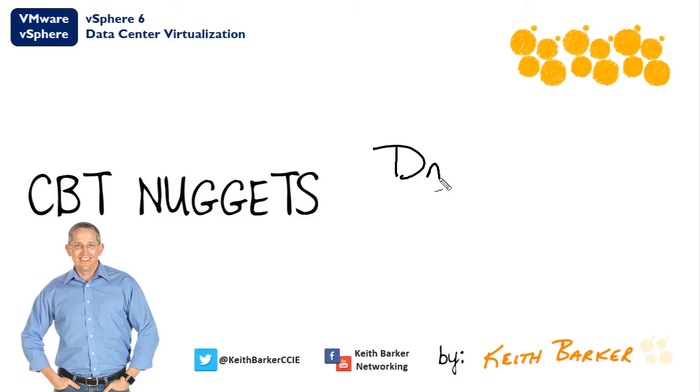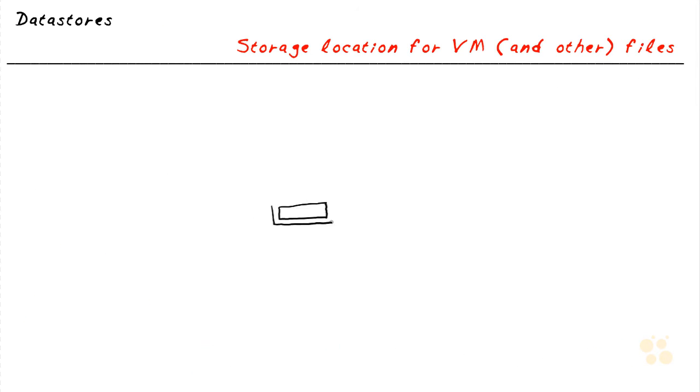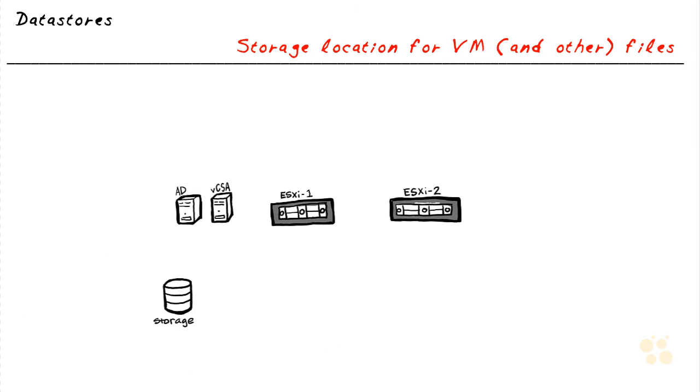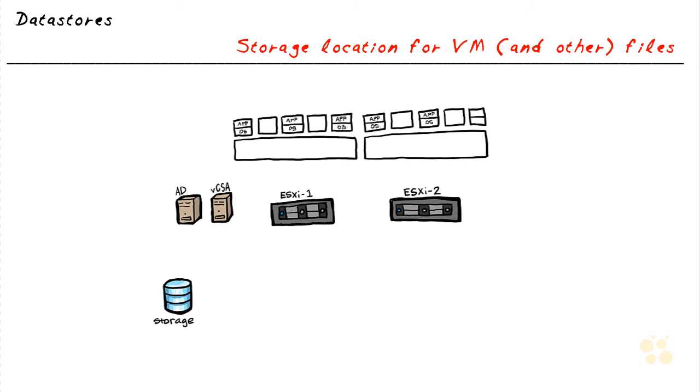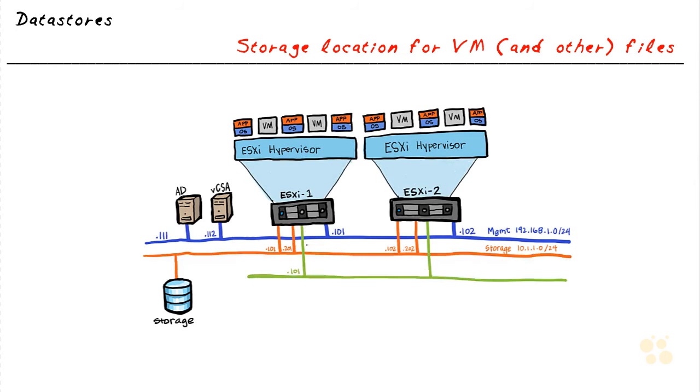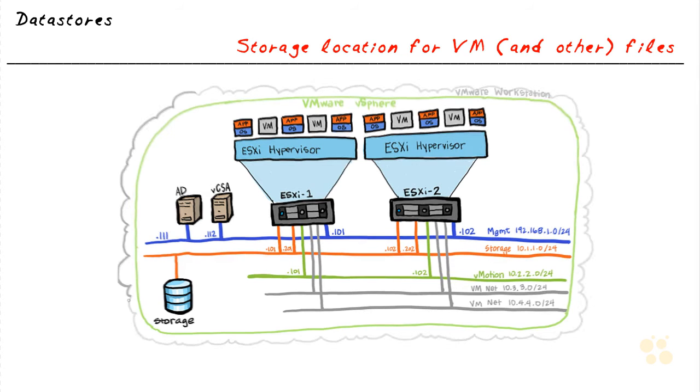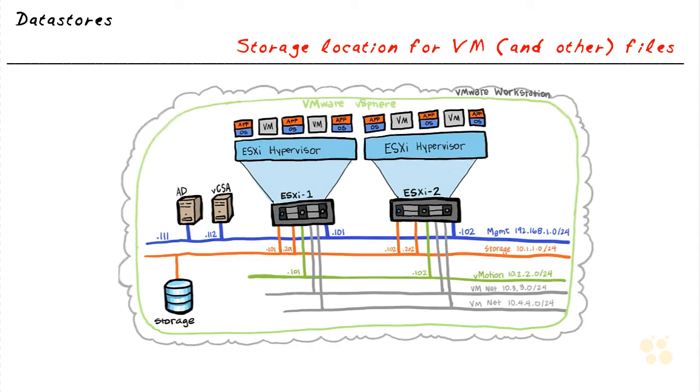In this nugget, we're going to discuss and demonstrate working with data stores, which are either local or network-based storage that an ESXi host can use to support VMs and the files supporting those virtual machines. Let's begin. As you and I deploy virtual machines inside of a vSphere environment, one of the questions that comes up is where exactly are the files for each of the virtual machines stored?